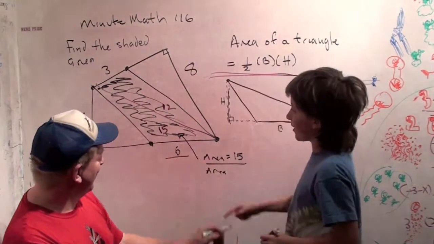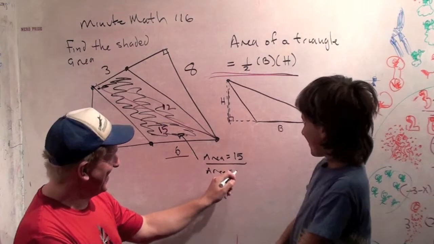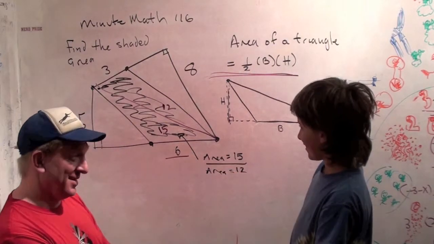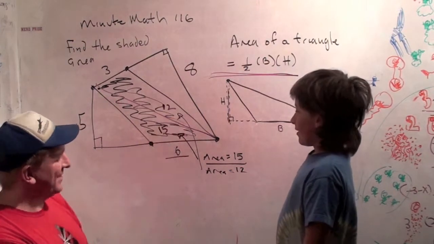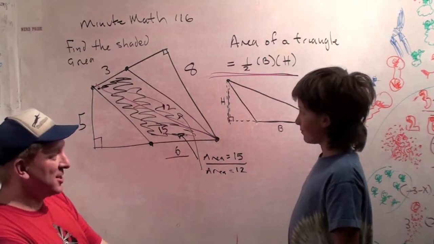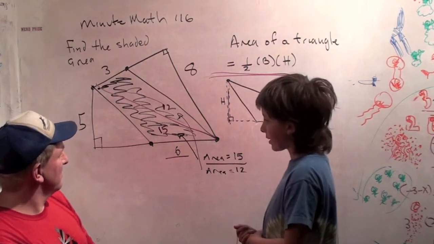Hey, we labeled them 1 and 2 and I can do the numbers in. That's true. Maybe they did that on purpose. These guys are pretty clever. This area is 12. Nice. So what's the area of the shaded region? It's 15 plus 12, which is 27.